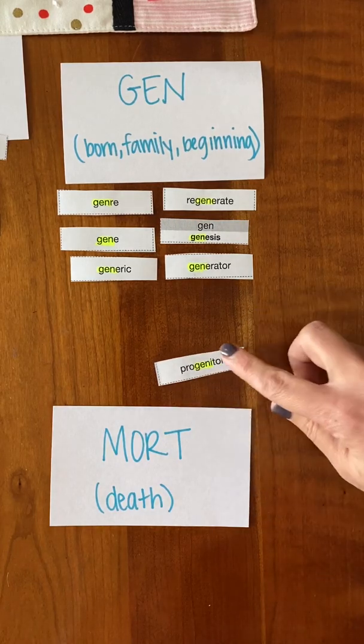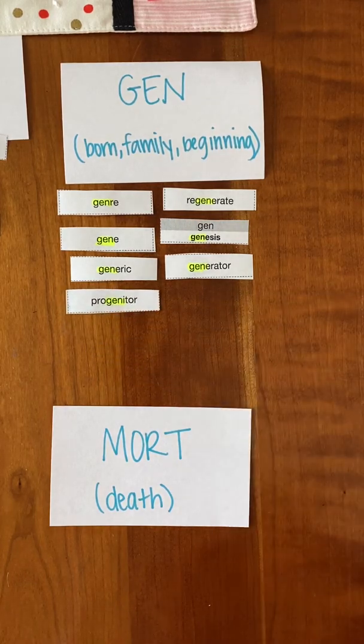We have this next word. We have this word, it's called progenitor. It is someone who begins something, right? So again, that beginning. I think of this as someone who starts or begins, like the progenitor of modern art, right? They're the person who creates and starts this one type of modern art.